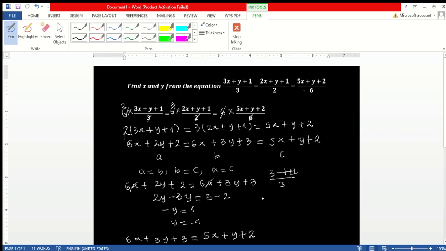Let's try the other one. 2 times 1 is 2, then y is minus 1 plus 1, divided by 2. You see, this is off. 2 divided by 2 is 1. So let's go for the last one. 5 times 1 is 5, minus 1, plus 2, divided by 6. Here, 5 minus 1 is 4, 4 plus 2 is 6, 6 divided by 6 is 1. You see that our workings are completely correct.